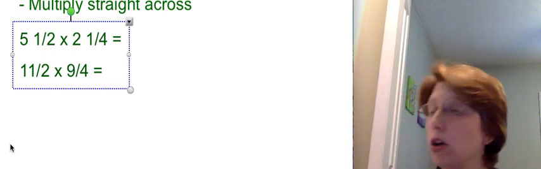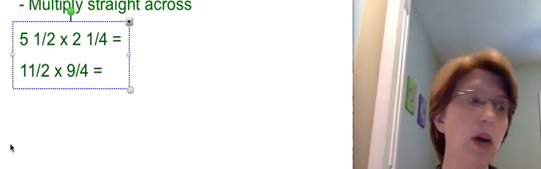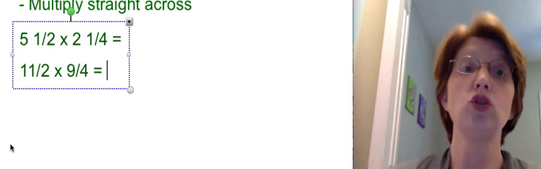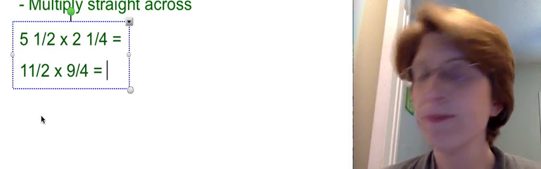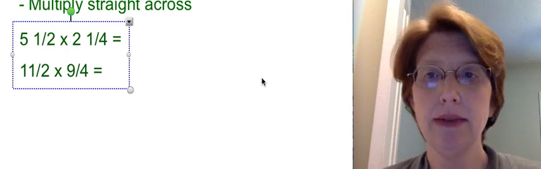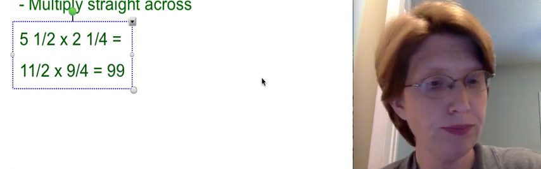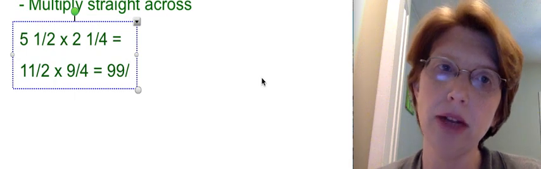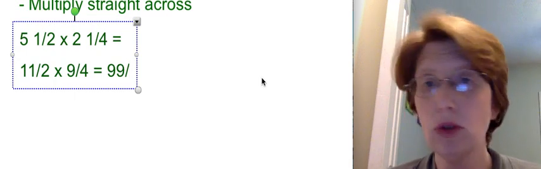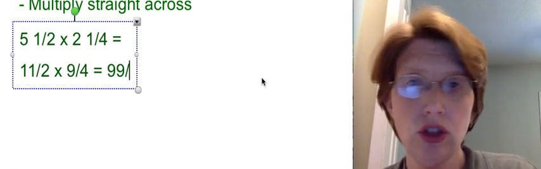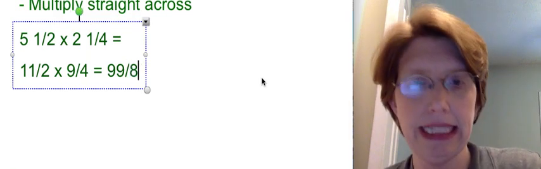Now you're just multiplying fractions. So guess what? You just get to multiply straight across. Multiply those numerators first. 11 times 9 is 99. Don't forget to multiply the bottom. You don't have to change denominators. You just multiply. So let's multiply the denominator. 2 times 4 is 8.